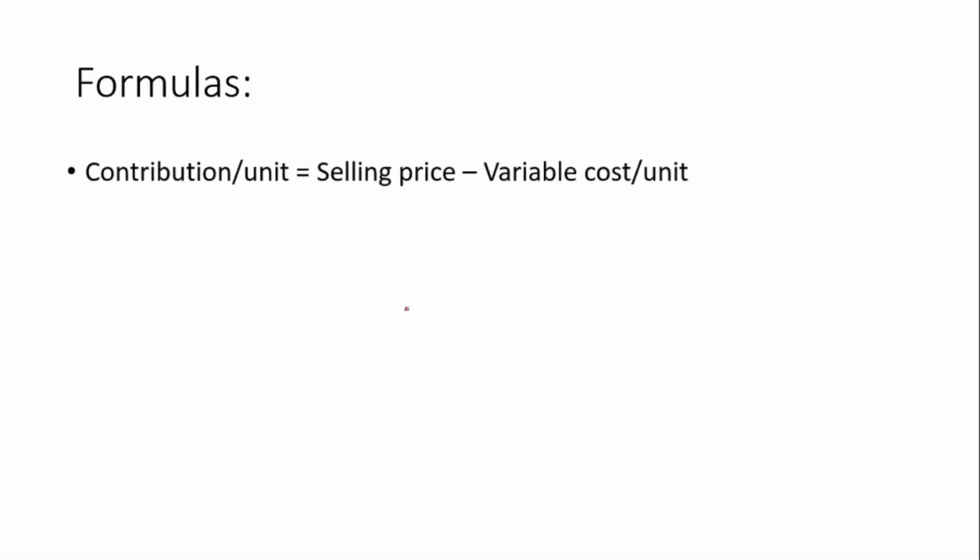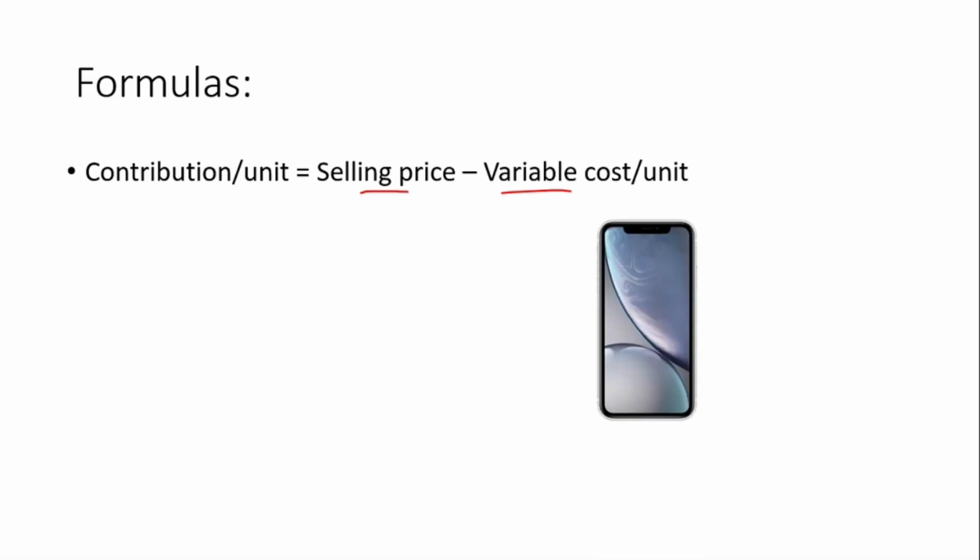Formulas such as contribution per unit is calculated using selling price and variable costs. Contribution is basically the amount that is needed to cover your fixed costs in order to make profit. We can use this as an example where let's say we sell an iPhone for £100 and it has a variable cost of £50. Sales minus variable cost will give us £50 of contribution per unit. And let's say we've got a fixed cost of £30. The contribution per unit does cover fixed costs and therefore gives us a profit of £20.